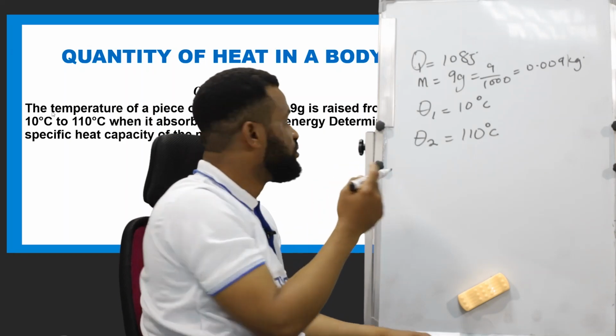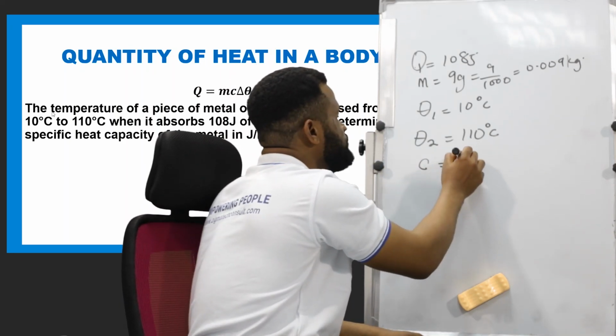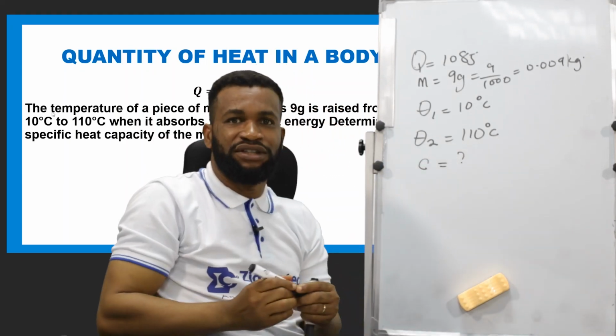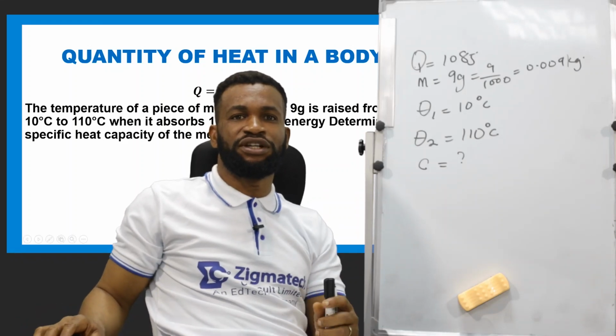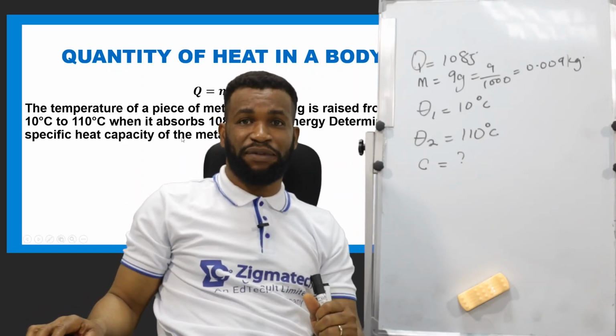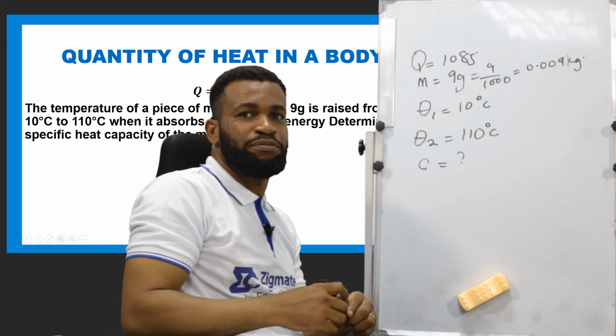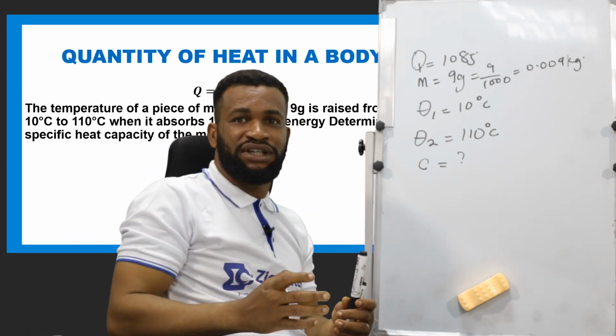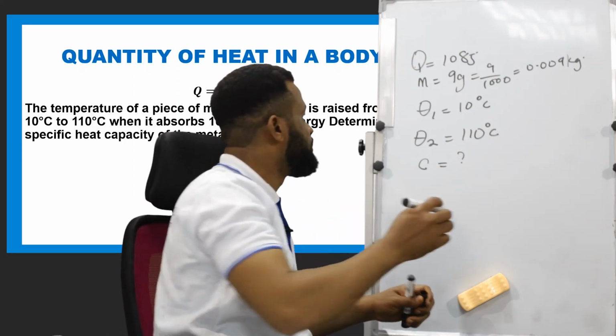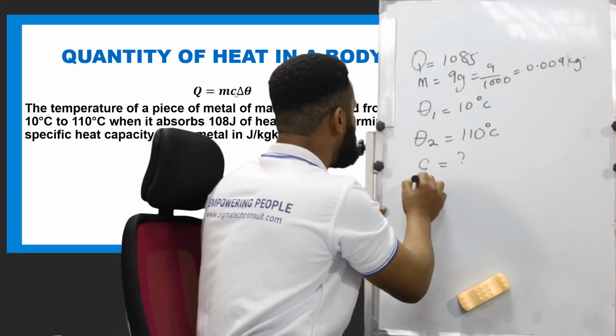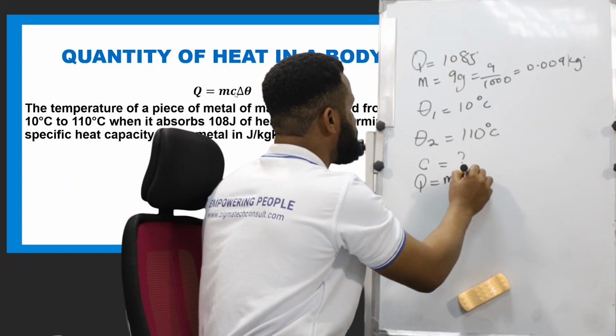Now what are we looking for? We are looking for the nature of that metal. And the nature of the metal is mostly called specific heat capacity, and it is given as this C. So let us just plug in our parameters and see what we are going to have. So we are using Q is equal to MC change in theta.